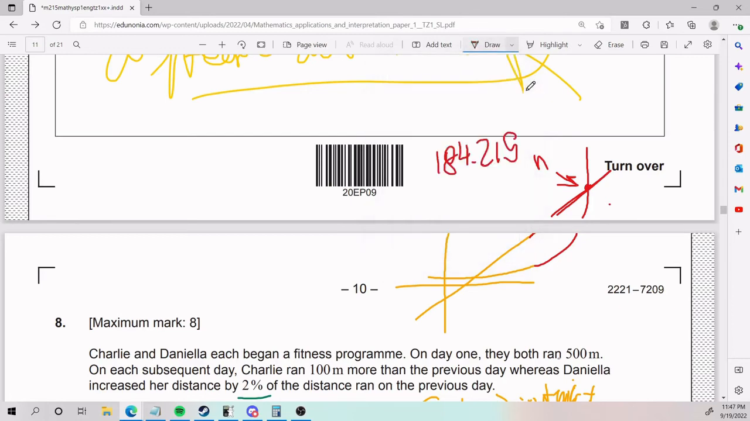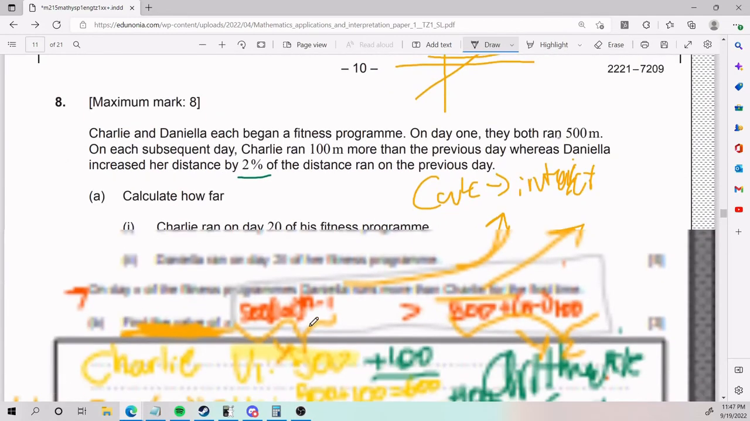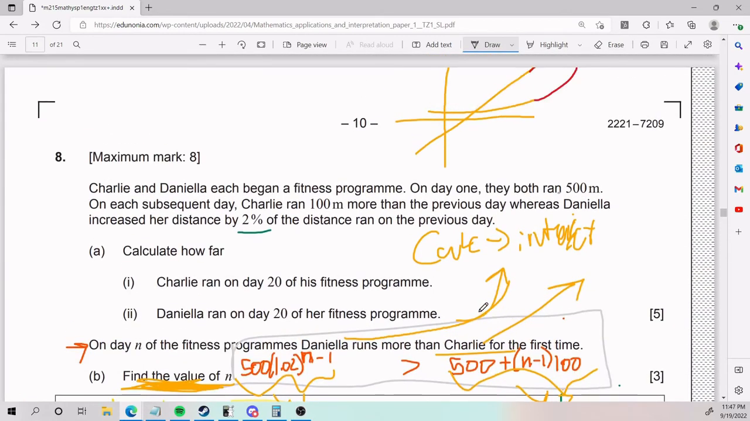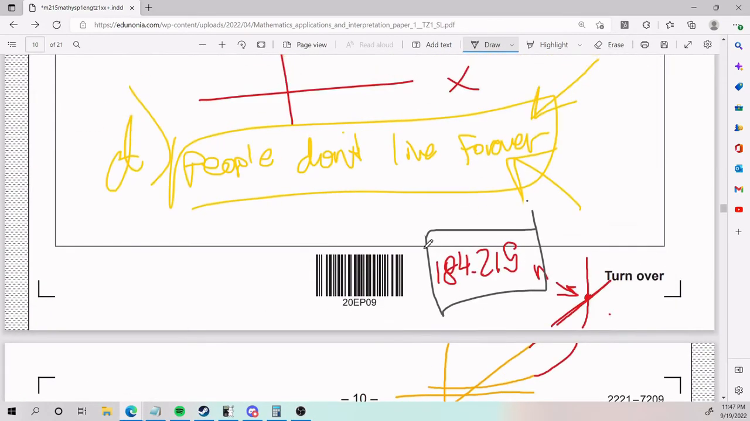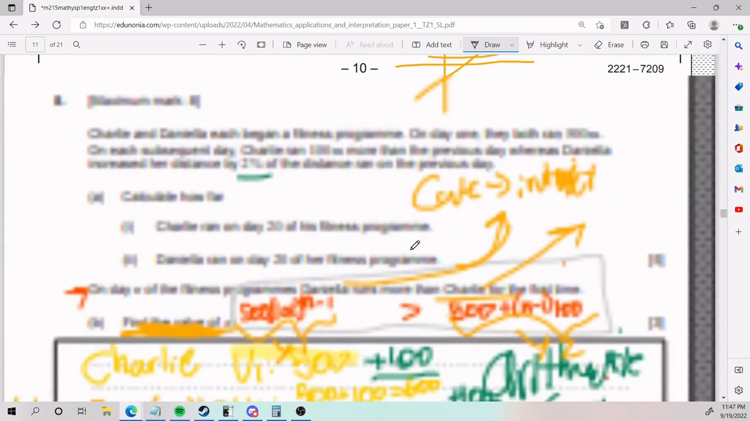See? So this is where it intersects, right? So right at this moment here on the 184.215, these equations are the same. That means that Daniela and Charlie are running the same amount of meters right at this day. See? Now anywhere beyond that day, we're talking about this here, which is Daniela running more. See? And so because it's in days, ¿cierto?